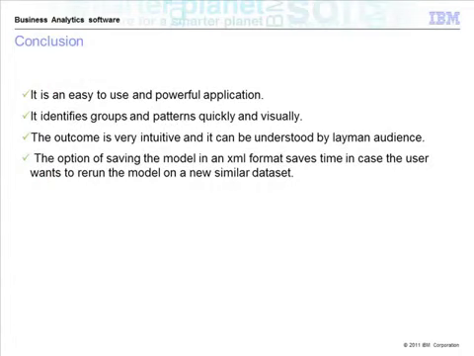IBM SPSS DecisionTrees is an easy-to-use and powerful application. It helps you identify groups and patterns quickly and visually, and it can be understood by a non-technical audience. The option of saving the model in an XML format saves time in case the user wants to rerun the model on a new similar dataset.